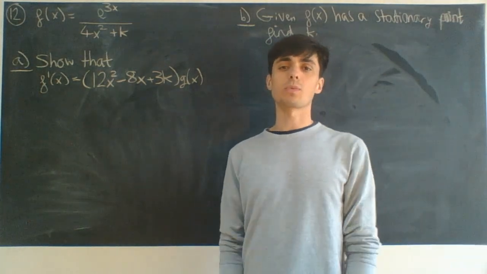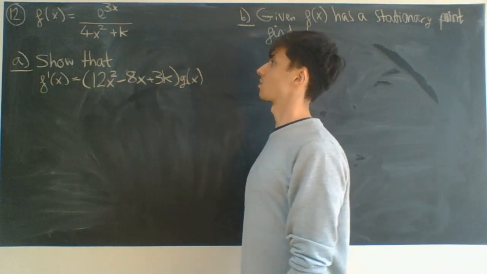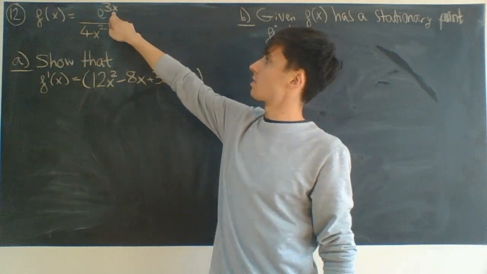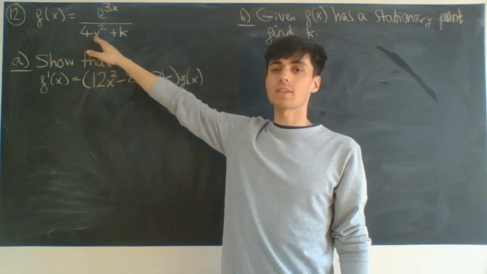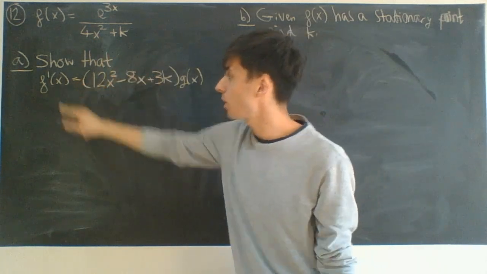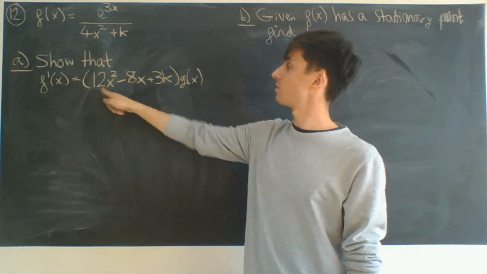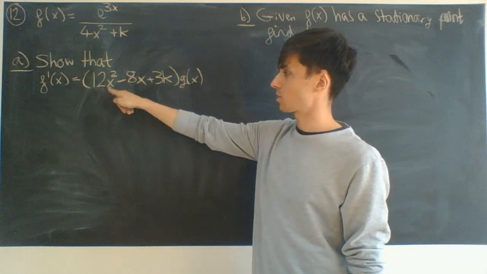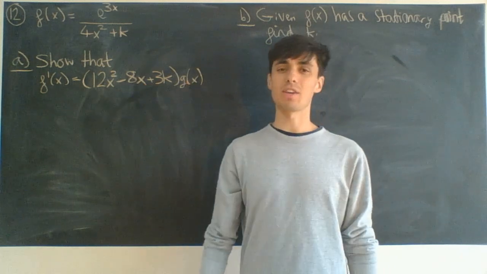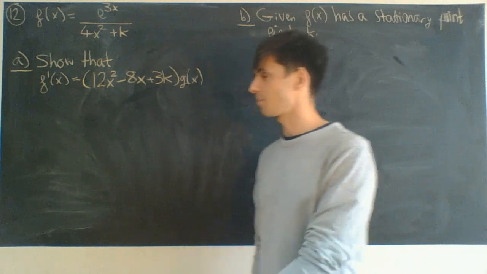Okay, in this question we've got quite a messy derivative. We've got a function of x that's e to the 3x over 4x squared plus k, and we would like to show that the first derivative is this thing, 12x squared minus 8x plus 3k, with a g of x as well as a multiplier.